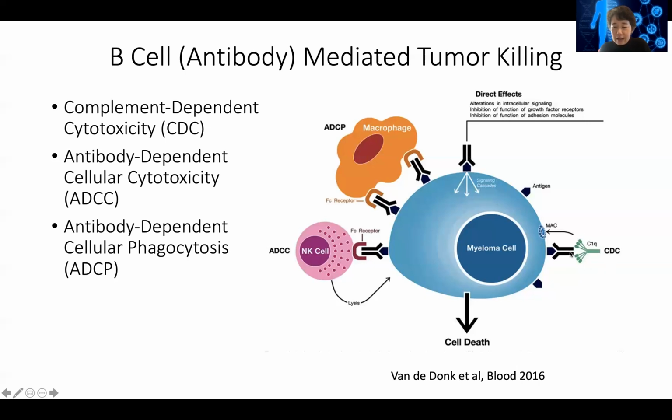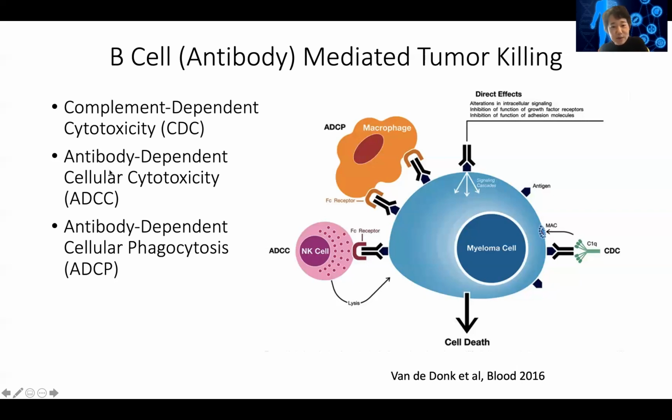The first is a process called complement-dependent cytotoxicity. You can see here, once the antibody recognizes the tumor antigen, it will recruit the CDC, or the complement system, and then recruit another complex called the MAC complex. This MAC complex will again punch holes onto the cell surface and the cell will lyse and die. So this is one way the antibody recruits complement and MAC to punch holes onto the target cell.